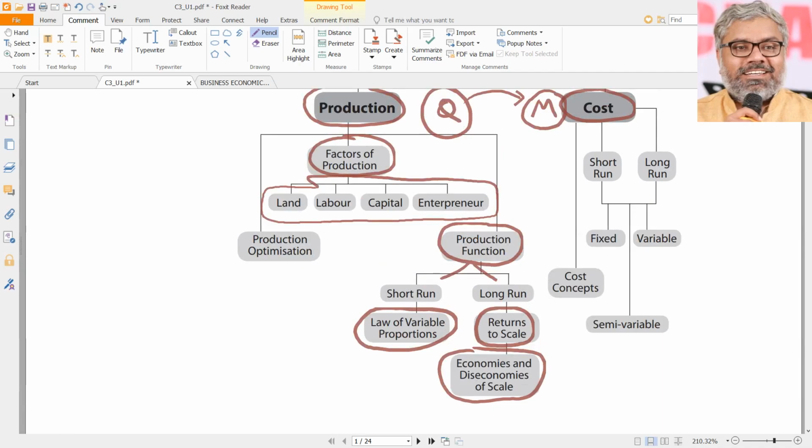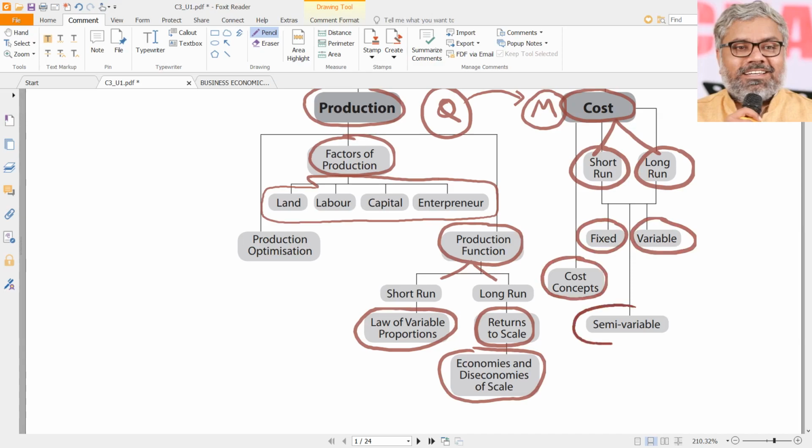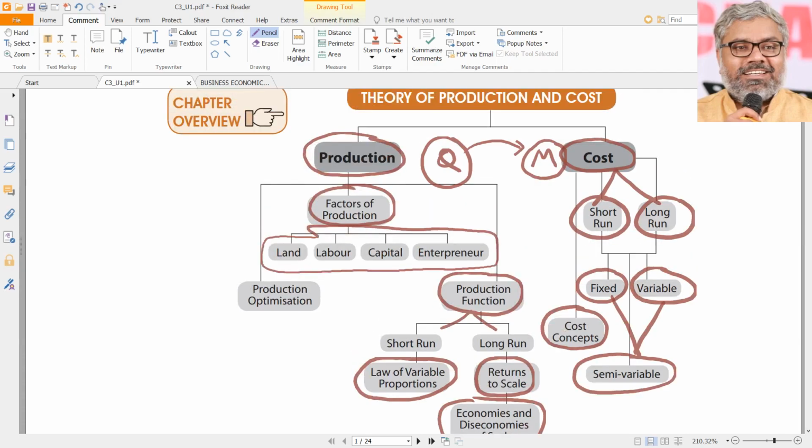The same type of classification will extend to the cost theories also. They also are classified into long run and short run. And costs can also be classified as fixed costs and variable costs. We will discuss all those things in the cost theory. Various cost concepts we will discuss. The classification of fixed, variable and semi-variable, all those aspects we will discuss in unit 2 of chapter 3. We'll come to that later, but all the cost things are related to money. Production things are all related to quantities.